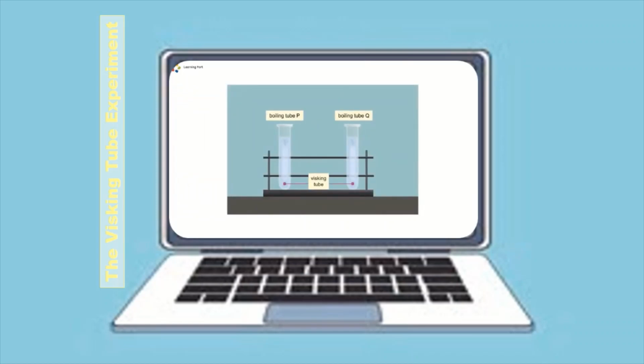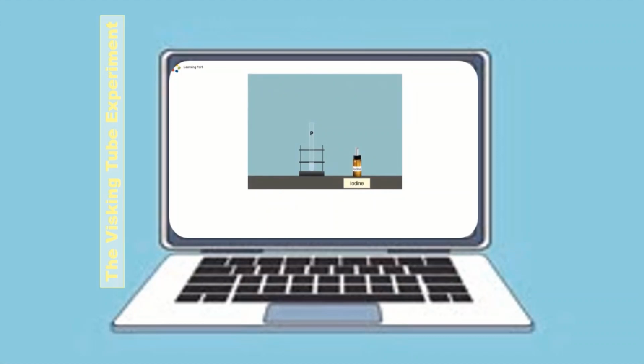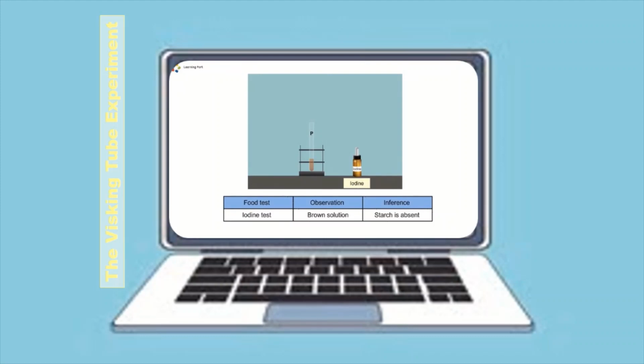One Visking tube contains a starch solution, while the other contains a glucose solution. Both Visking tubes are placed in boiling tubes with distilled water. The Visking tubes are left for 30 minutes and then tested for starch, using the iodine test, and for glucose, using Benedict's test. When iodine solution is added to a sample in test tube P, it remains brown in color. This shows that starch is absent in the distilled water. The starch molecules are not able to pass through the Visking tube.